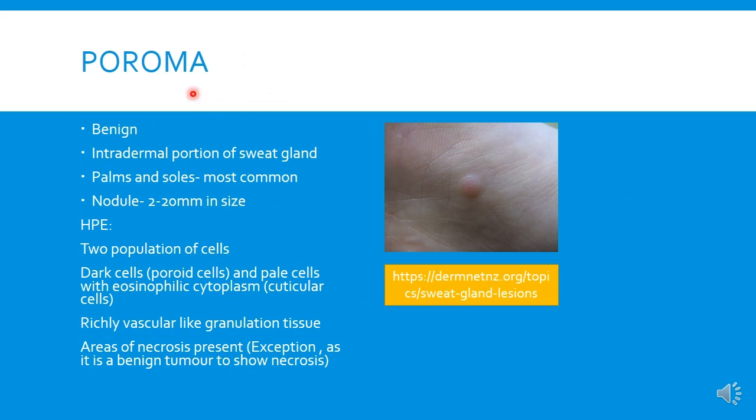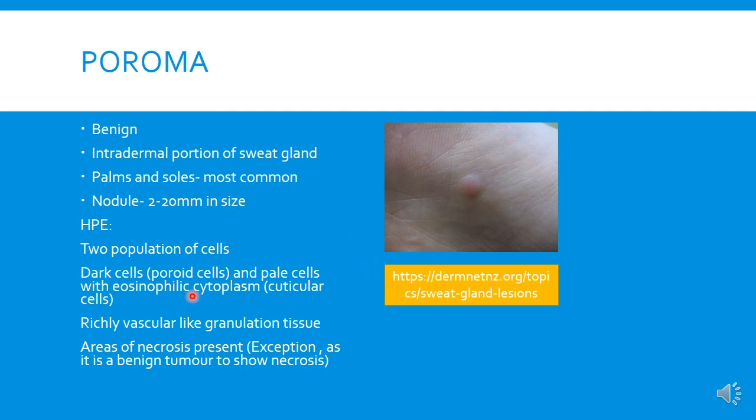Another most common tumor is poroma, eccrine poroma, as it is commonly referred to. It is a benign tumor. The morphology is reminiscent of the intradermal portion of the sweat gland. It is most commonly seen in palms and soles. If you recall, palms and soles are where the sweat glands, eccrine glands, are most commonly concentrated. And poroma presents as a smaller nodule, 2 to 20 millimeters in size, presenting in the palm.